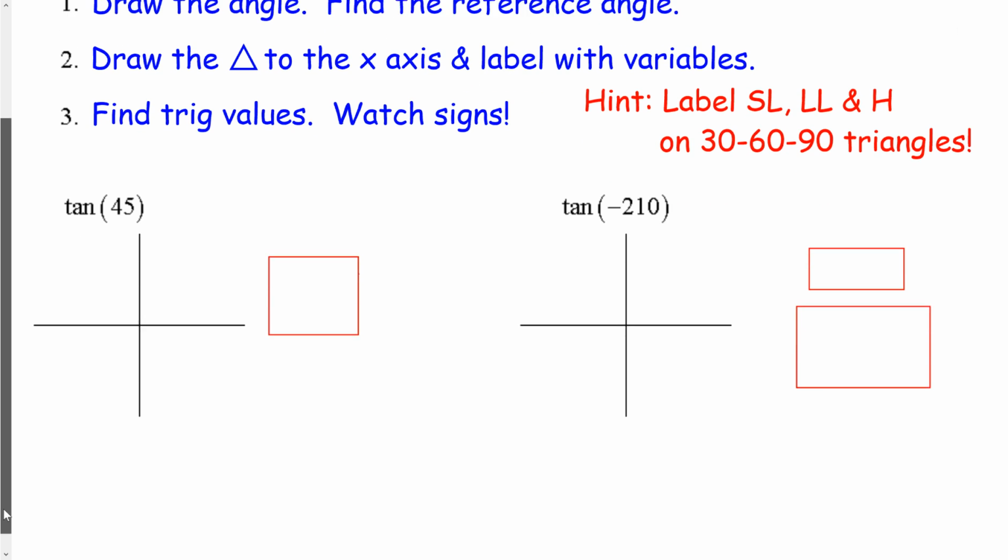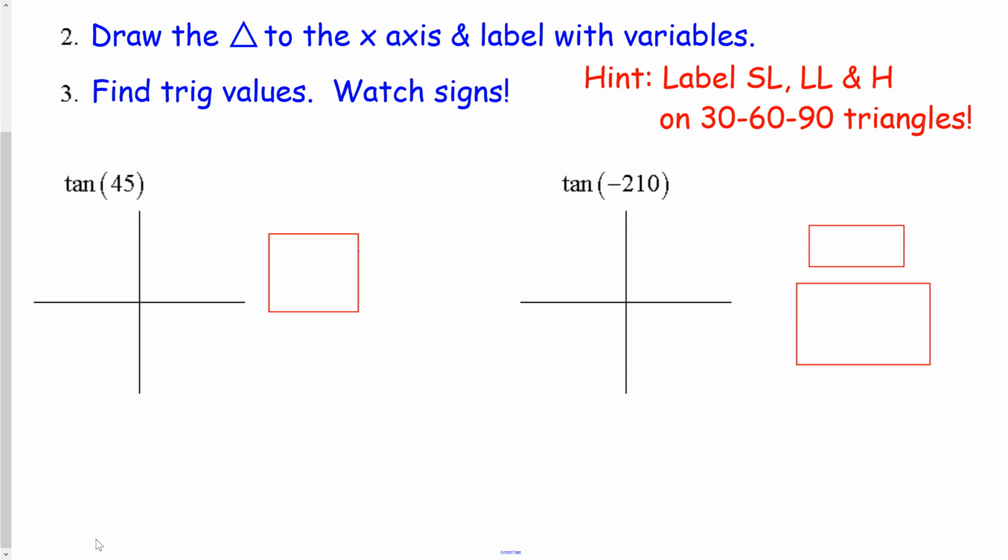So if we need to evaluate the tangent of 45, the first thing we have to do is draw 45 degrees in standard position. So it's positive, so it's opening counterclockwise. Vertex is at the origin. I found the reference angle already as well. It's easy when it's in the first quadrant because the angle itself is the reference angle, 45 degrees.